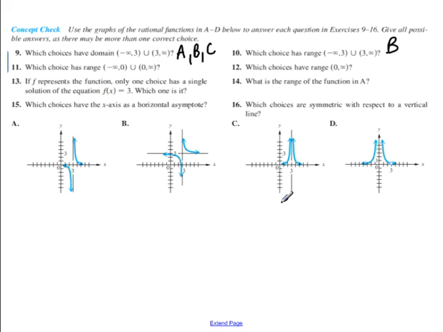And that's all, right? Because the negative infinity to 0 would imply that it's down below the x-axis, and that's only in part A. Which ones have a range of 0 to infinity? Well, that would be only above the x-axis, and that would be for C and D. Okay?